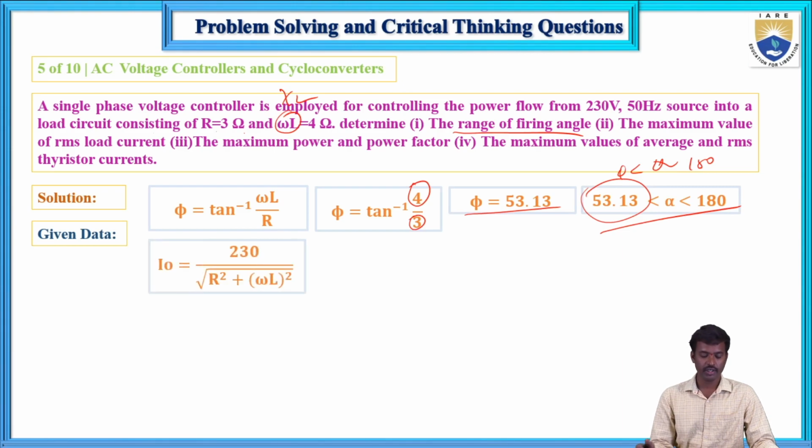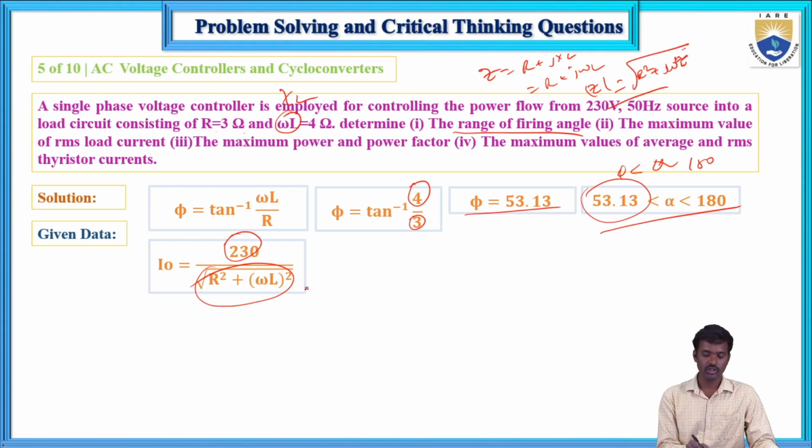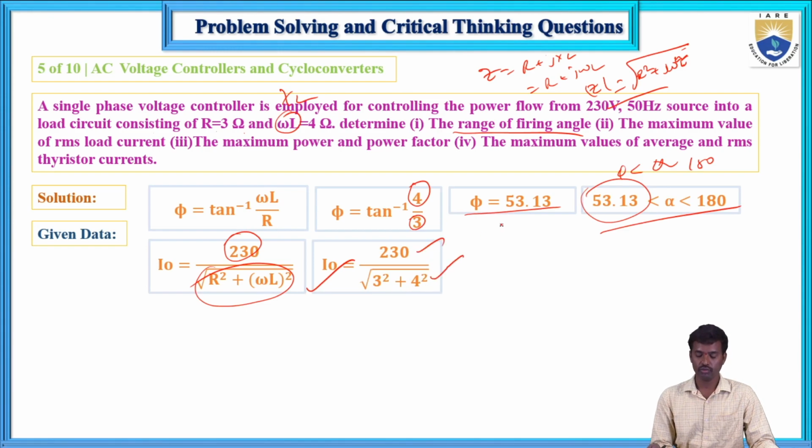The maximum value of load current means 230 divided by the impedance Z, that is the supply voltage divided by the impedance. Impedance Z equals R plus jXL, or R plus j omega L. If you take the magnitude, that equals the square root of R square plus omega square L square. Substituting the R value and the omega L value, the square root of 3 square plus 4 square gives Z, and the current equals 46 amperes.